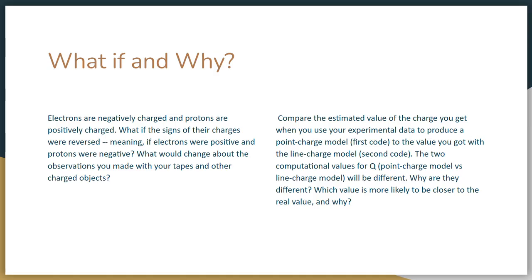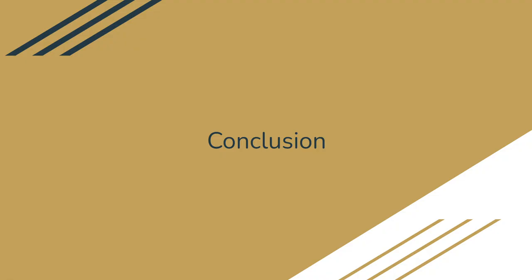Which is most likely to be correct is the line model, because it's unlikely that a charge is actually isolated into one particular small point, and it's more likely to be distributed along a line, like the tape in the experiment. Okay, and this is the end of my lab. Thank you for watching.